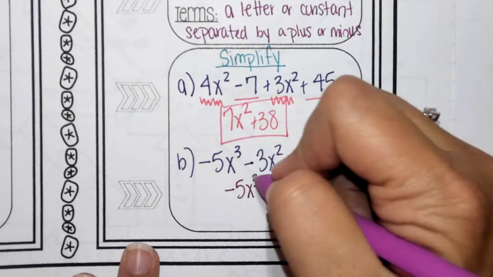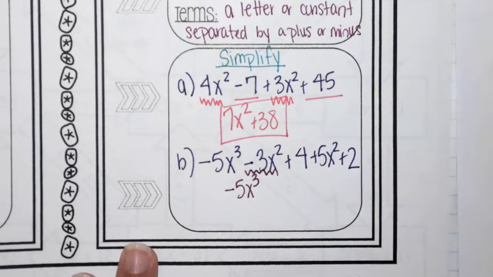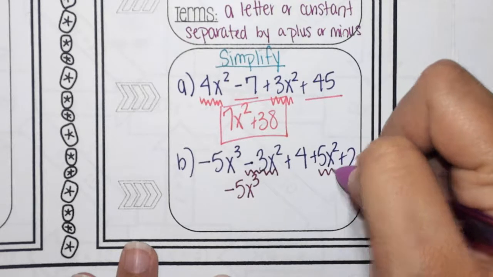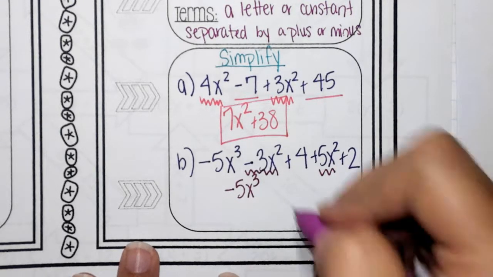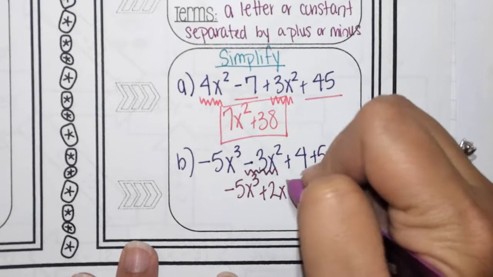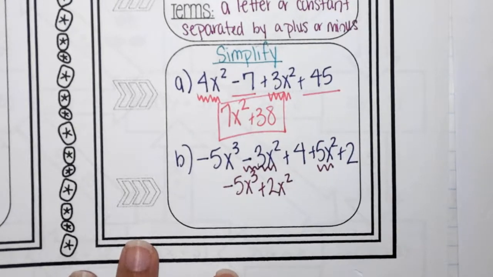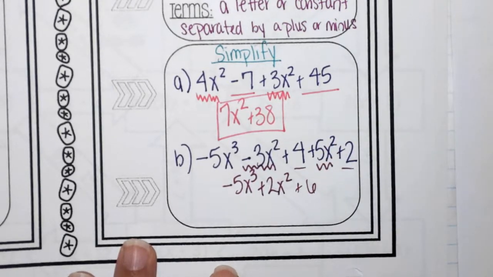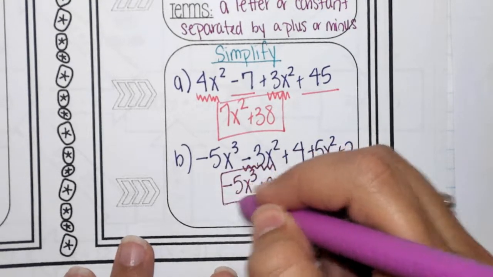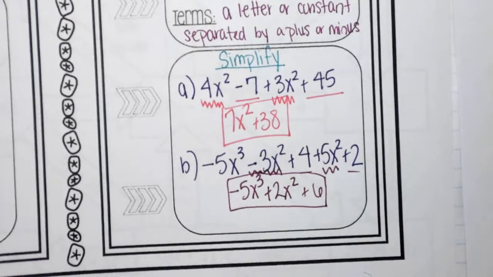Now, do we have anything to combine with negative 3x squared? Yes. And what's plus 5x squared? Positive or negative? Positive. Oh my gosh, you guys are awesome. And then 4 plus 2 is? How many terms are in this? That's it. That's all you do.